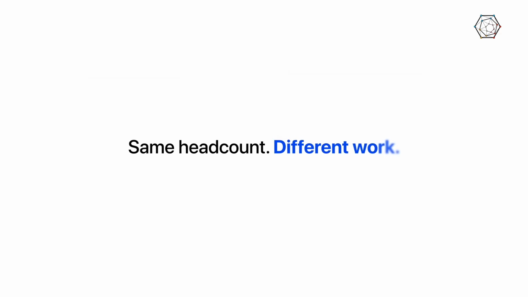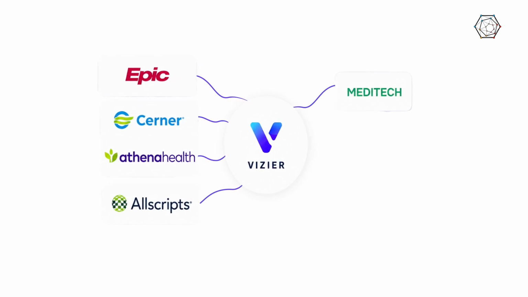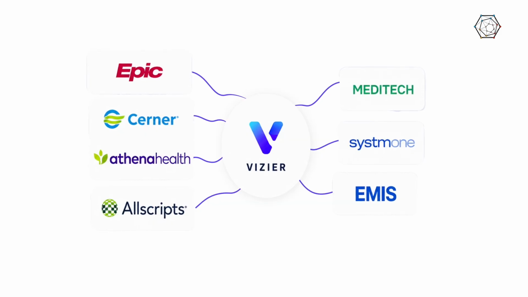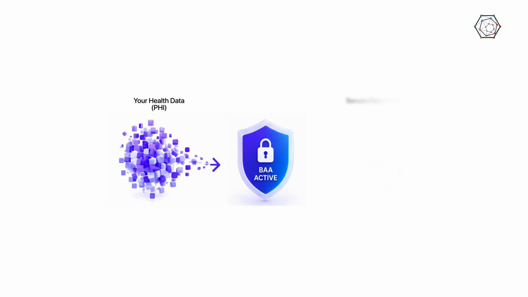Same headcount, different work. Direct connectors to Epic, Cerner, Athena, Allscripts, Meditech, Sysmon, and EMIS. No middleware vendor in the chain. BAA in place before any PHI flows. Flat monthly pricing, not per-seat licensing.